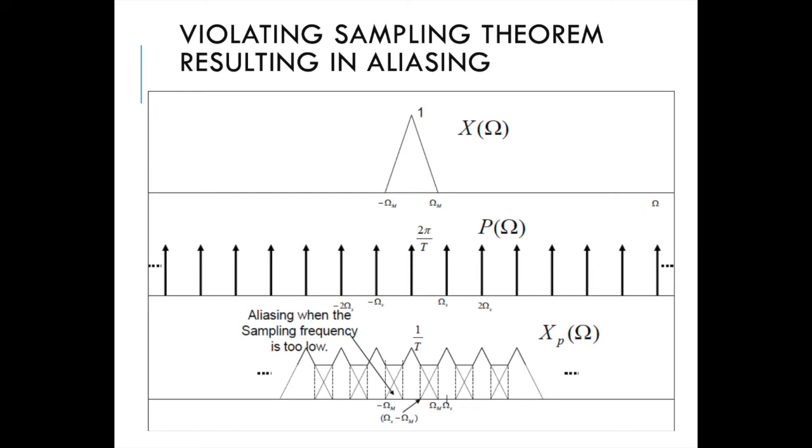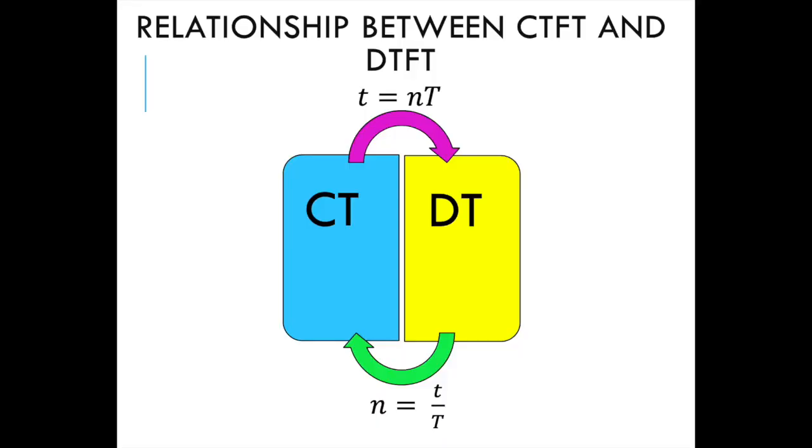Why? Because we already violate the sampling theorem. Basically, aliasing happens when the sampling frequency is too low, meaning your sampling frequency is less than 2 omega m. Alright, so slide number 15 is on the relationship between continuous time signal and discrete time signal.